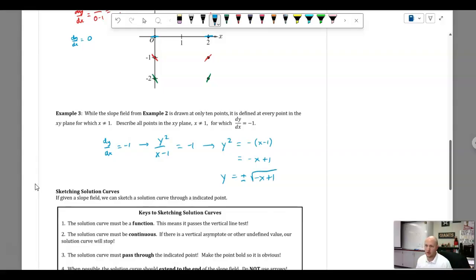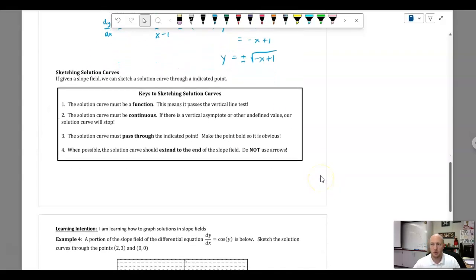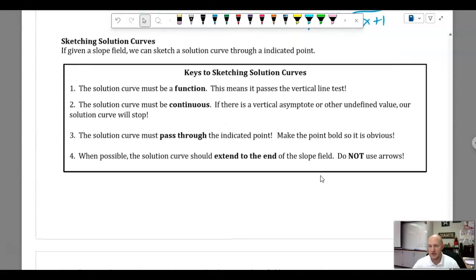Okay? So at any point where x is not equal to 1, this will be our solution. So y would be equal to plus or minus the square root of negative x plus 1. Okay? And have that slope. Your slope would be negative 1. So we'll go ahead and do the next part here, which is sketching solution curves.